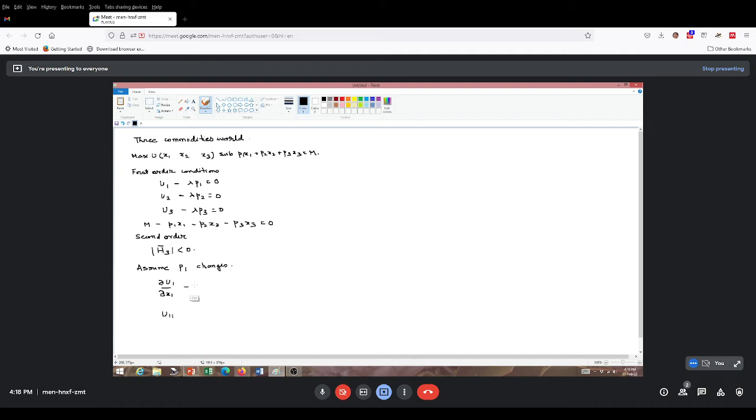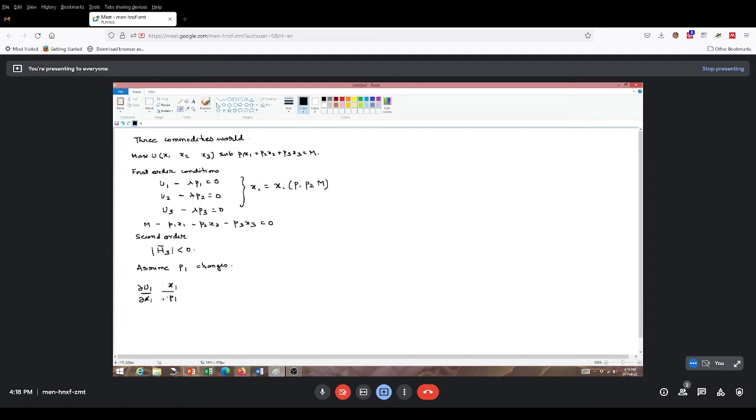Sorry, we said that P1 is changing, right? So when P1 changes, remember that what we have obtained over here is the demand curves, and the demand curves are functions of P1, P2 and M. So when P1 changes, then x1 is going to change, and when x1 changes, then u1 will change. Okay, just one change.